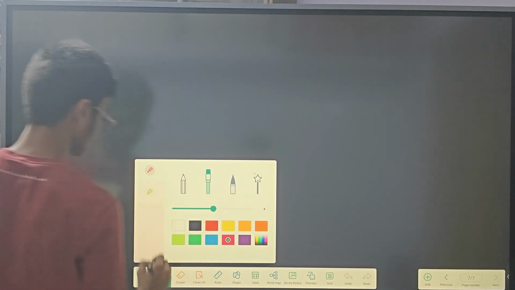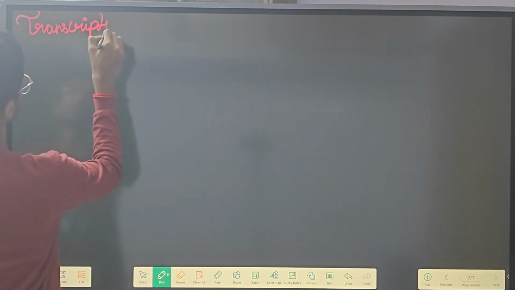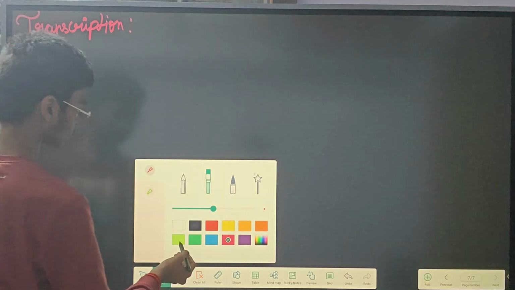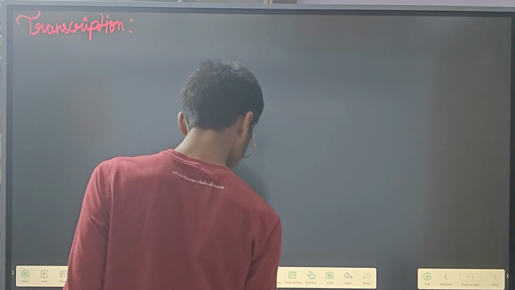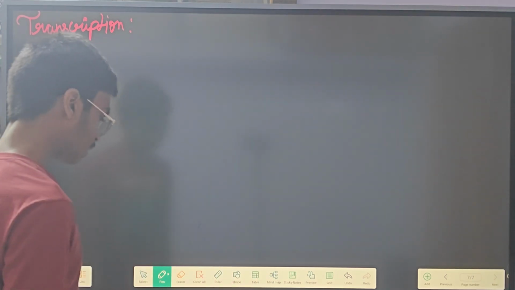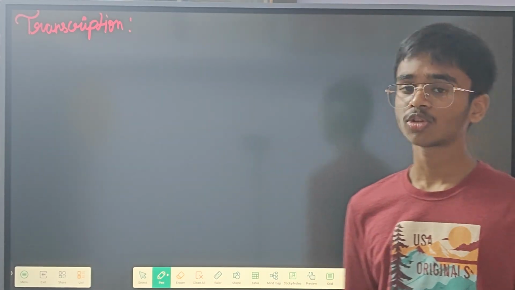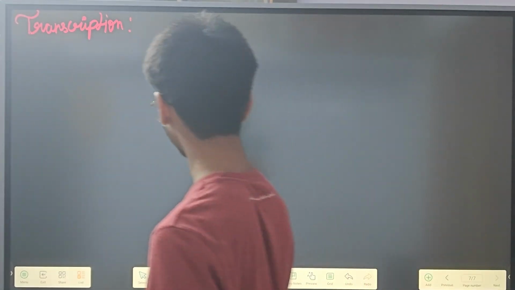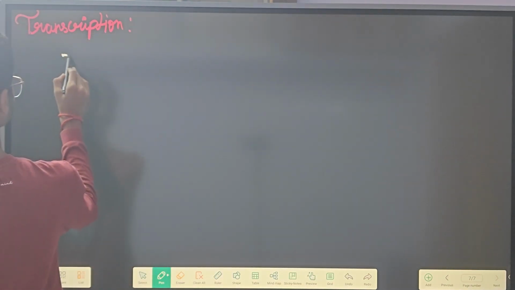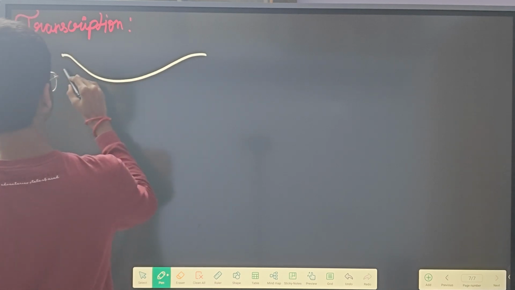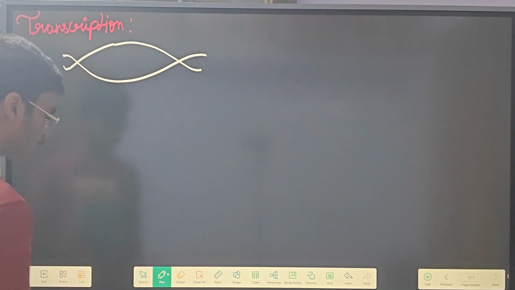After this is transcription. Only one strand is copied in the process of transcription, not two strands. This is the first point that you have to remember. So this is what the DNA is.